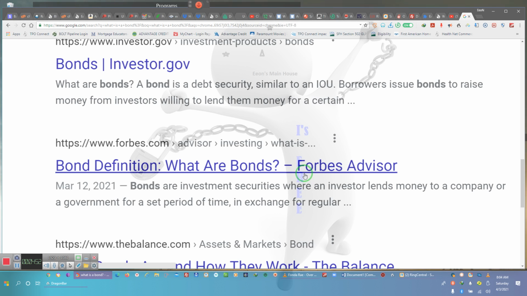Look at the second one, investor.gov. Okay, this is a government website. What are bonds? A bond is a debt security, similar to an IOU. The borrower issues bonds to raise money for investors willing to lend them money for a certain period of time. Let's click on this because this is going to be our definition.